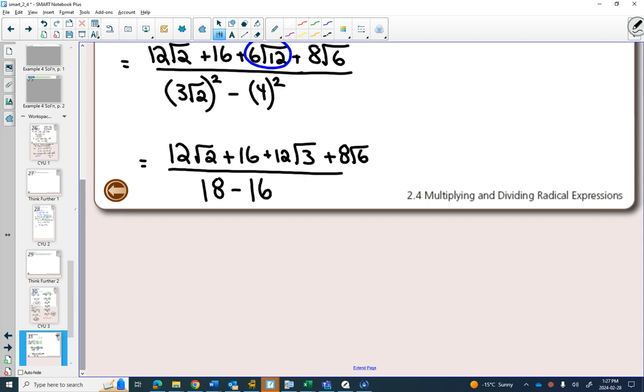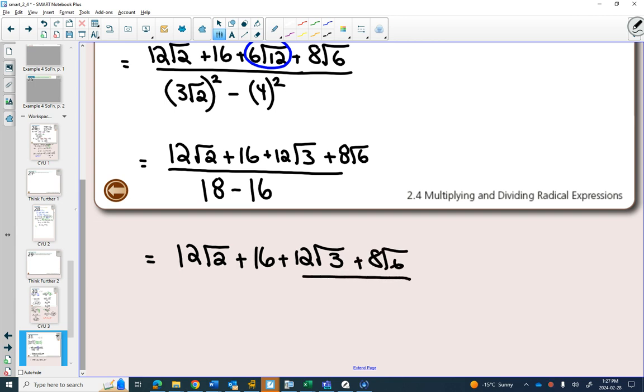On the bottom, do I have like terms? Yes. 18 minus 16. So I just rewrite the top, divided by 2. Is this in lowest terms? No. Because do you notice that this 2 on the bottom means every single thing could be divided by 2? Could every single thing be divided by 2?